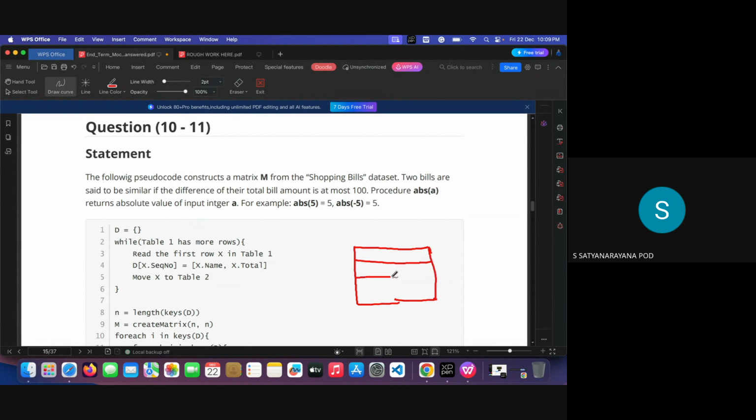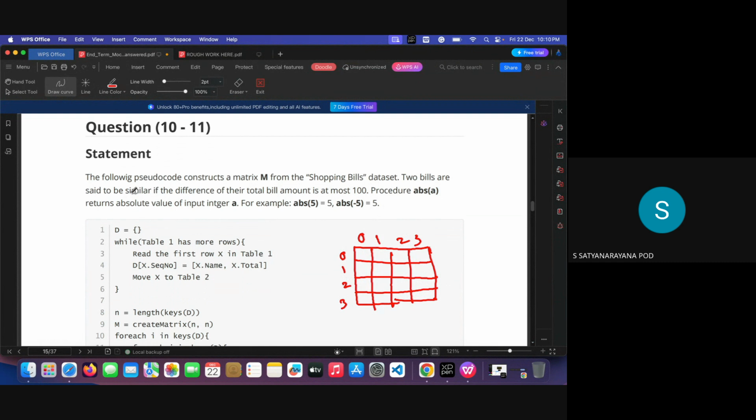Let's consider it as 4 rows and 4 columns, because maybe 4 bills are there: 0th, first, second, and third for rows, and 0th, first, second, and third for columns. Let's consider 4 bills as a sample.